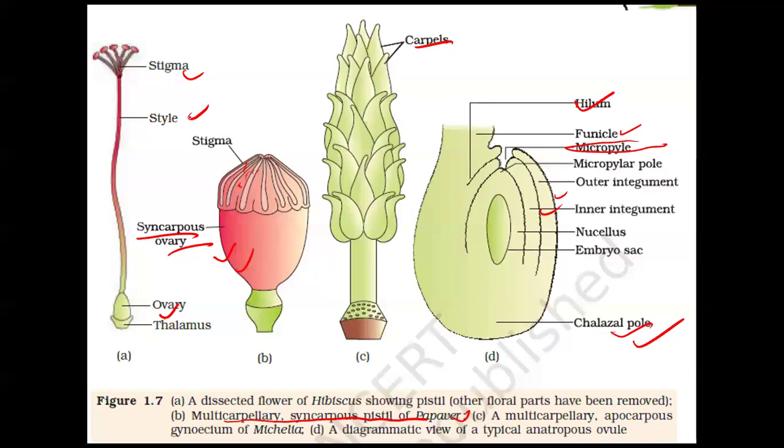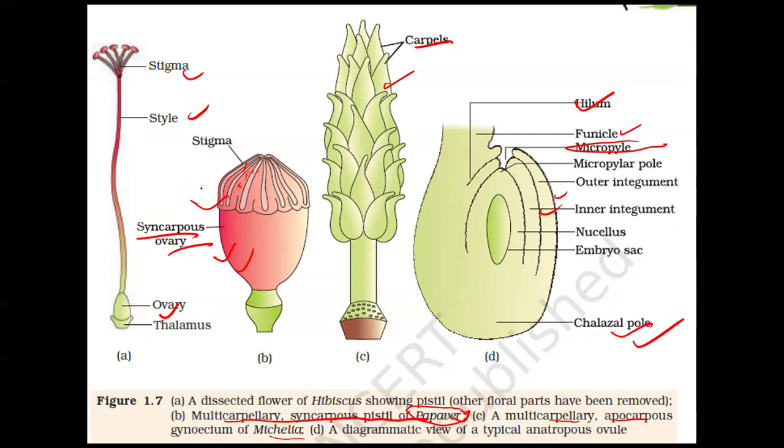If you can see here, when we talked about the multicarpellary ovary, these are multiple carpels present here. The example is Papaver, and it's a syncarpous condition. That means they are all fused. All the pistils are fused in the ovary. So this condition you will find in Papaver. This is a very important example. And you can see these carpels which are free from each other. It's called multicarpellary apocarpous condition. You will find this in Michelia. This is a very important example.